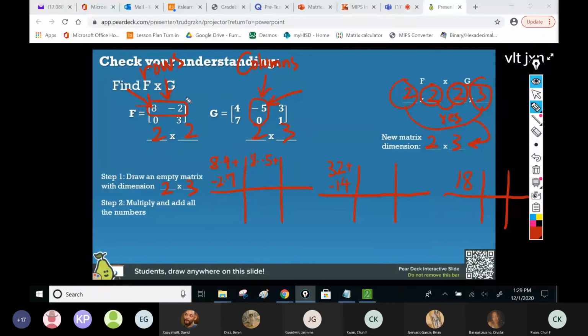can you guys keep going? Second number times second number. Be very careful of those negatives. Don't forget the negative symbol.